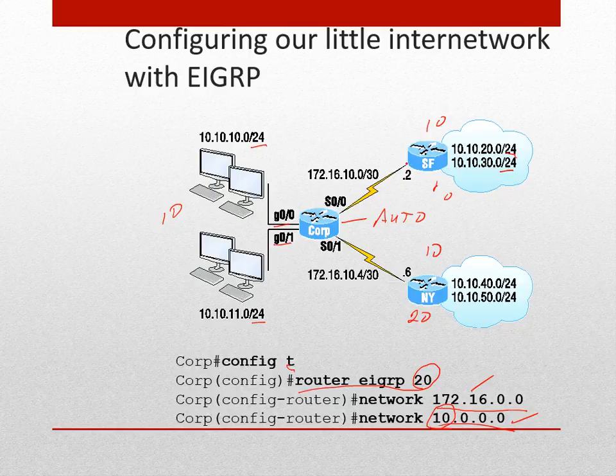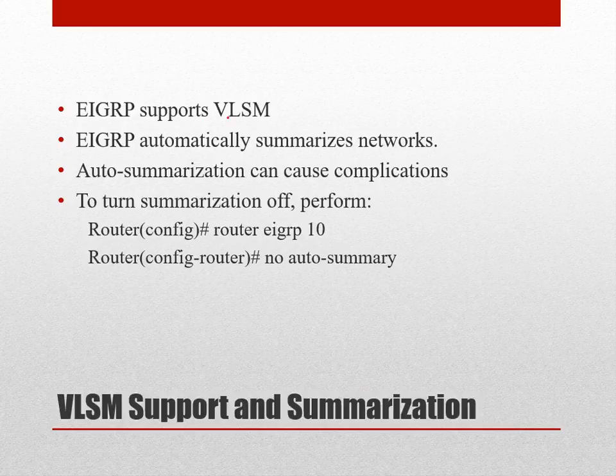Sends it out there, say, hey, to get to me, come out here, and then we will change the metric as we go through these things. Supports VLSM, automatically summarizes networks. To turn off summarization, no auto summary is what you have to do. Packet Tracer, it appears to me, just doing the labs, does auto summary by default.